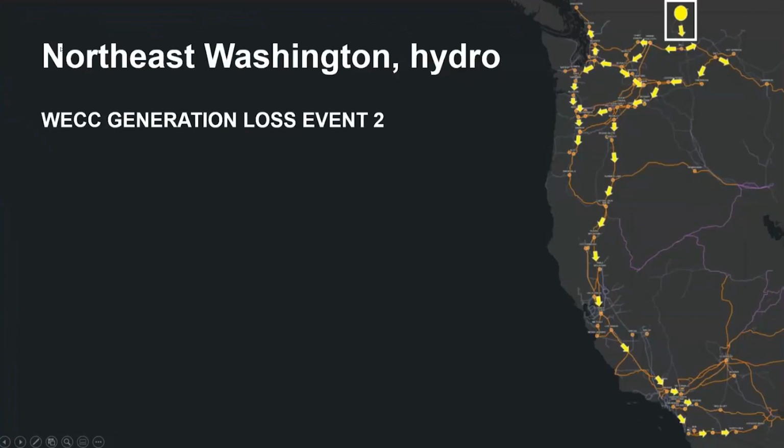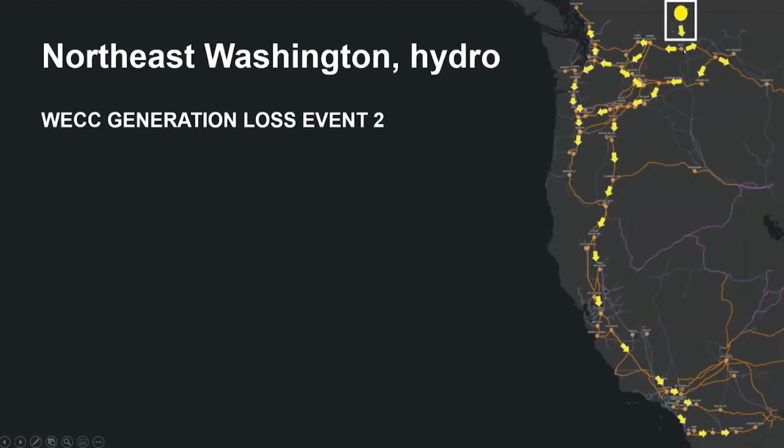Next, we had a generation loss event that happened in Northeast Washington. This was a hydro generation loss event. And you can see that event, the closest PMU was located here. And you can see, again, how the propagation shows it comes down this transmission line.